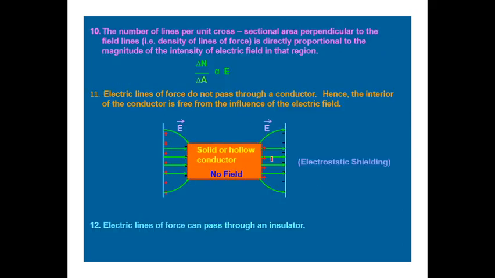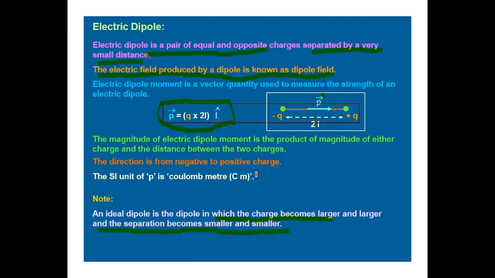When a solid conductor is placed in an electric field, the lines will not pass through the conductor, but when it is an insulator, electric lines of force are allowed to pass through the insulator. These are the properties of electric field lines.